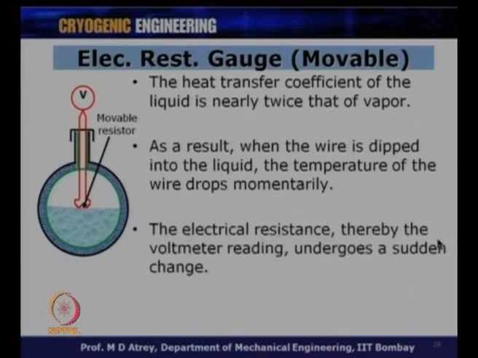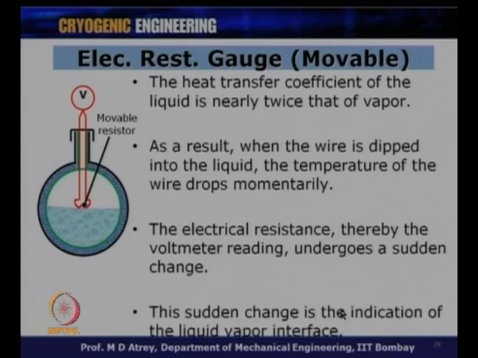The electrical resistance, and thereby the voltmeter reading, undergoes a sudden change, which is actually calibrated. This sudden change is the indication of the liquid vapor interface. So this is what constitutes a movable electrical resistance gauge.